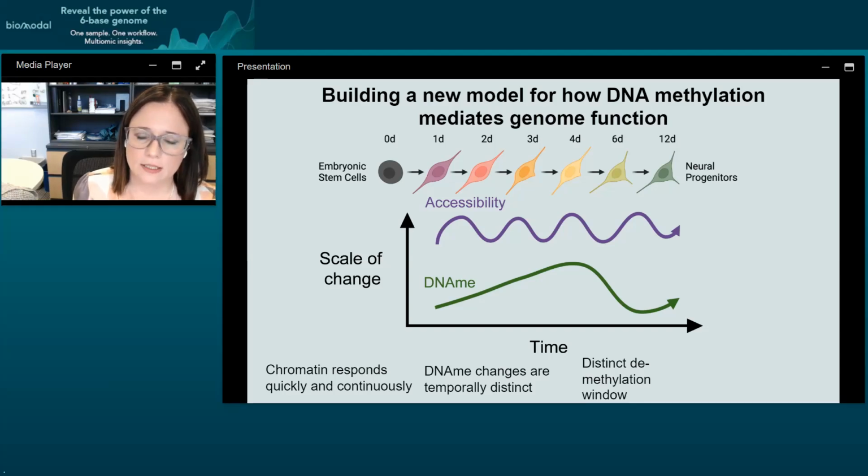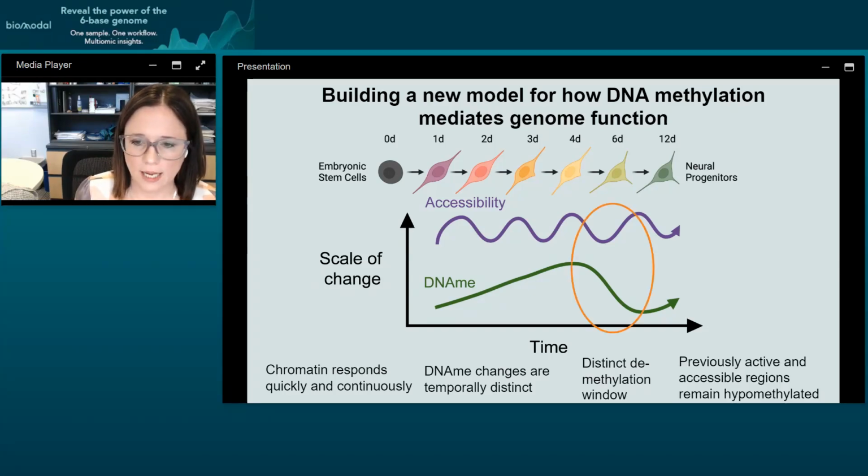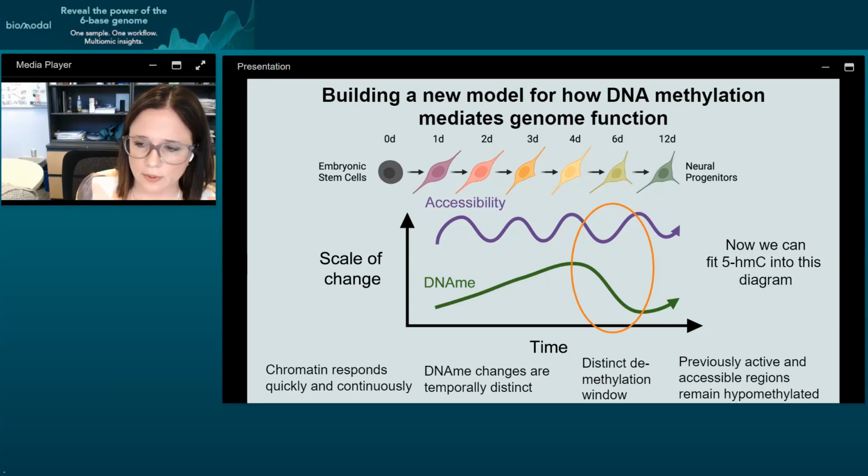DNA demethylation happens, at least in this system, during a very distinct window of time. And all of these regions are predominantly undergoing loss of methylation and never really regaining methylation. So these previously active and accessible regions remain hypomethylated. And now we can use our 6-base genome data to see how hydroxymethylation fits into this diagram and to get better resolution on the dynamics of methylation as these regions are undergoing demethylation.